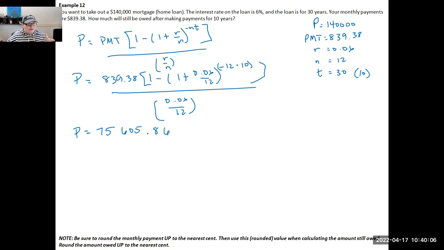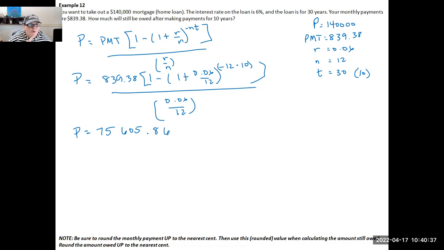You round this, okay? I'm kind of working backwards here. It's like a puzzle. And if you get one like this, if you follow my steps, it's going to work. So I just ignored my P, solved for P with the rest of the information that was given, and I ended up with $75,605.86. Okay. So the question is, how much was paid off of the original mortgage?